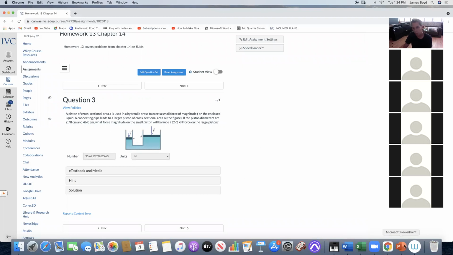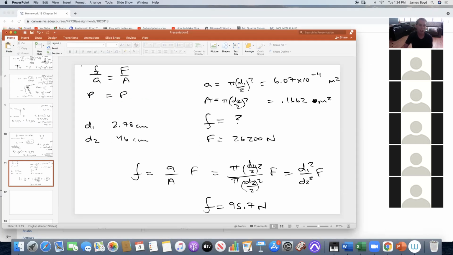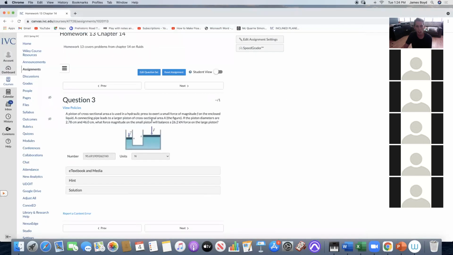95.7 newtons, okay? Big takeaway here though, Pascal's principle says the pressure is equal where it goes in and where it leaves. That means F over little a is big F over big A. From there, it's pretty easy to solve as long as you remember that these are circular pistons, so they have an area of pi r squared, and that r is half the diameter.